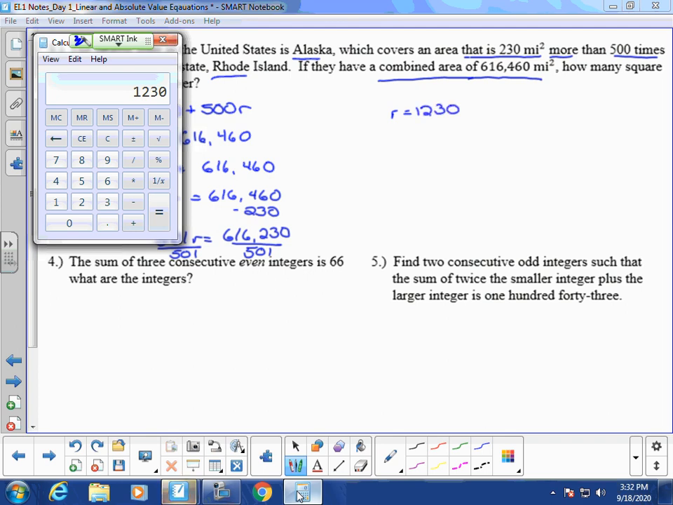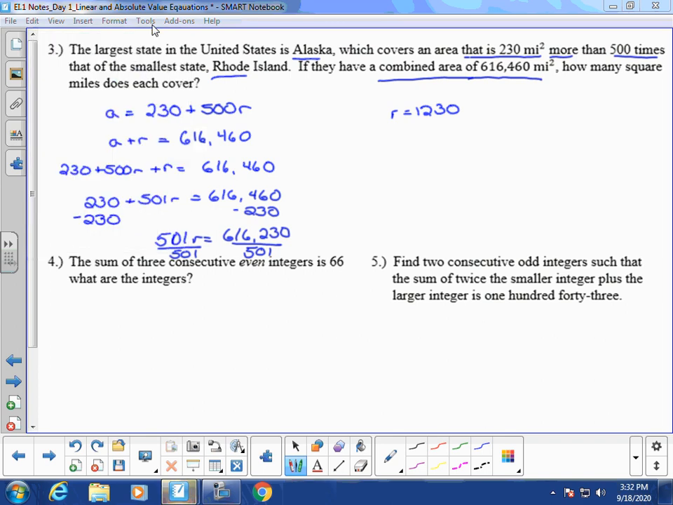So the one step that we haven't seen yet is when we have context, when our answers are giving us some information about something, we want to include that context. So what we would say here, you can write a full sentence if you want, but abbreviated information is okay. Rhode Island is 1,230 square miles. This would be good enough. Now, we also want to know what Alaska is.